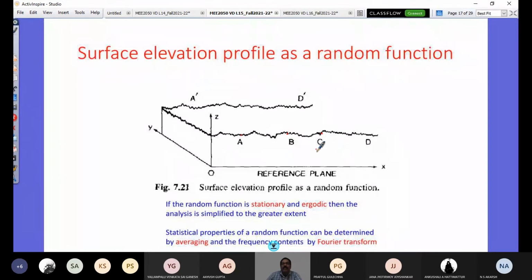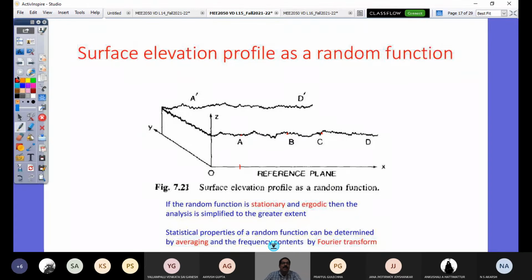If I say here this value of A, I can't say that the value of A at this distance X is this much with one function like a harmonic function. I cannot say that the value of B is this much at this distance. That is the nature, or character, of a random function. So then the question comes, how can I make use of this? That is through statistical measures.